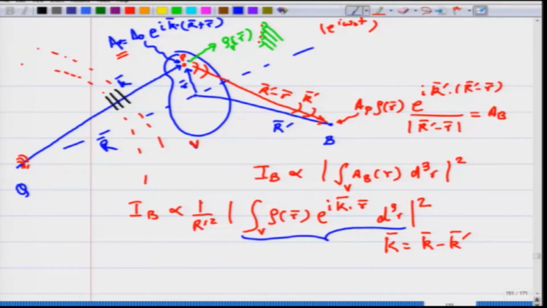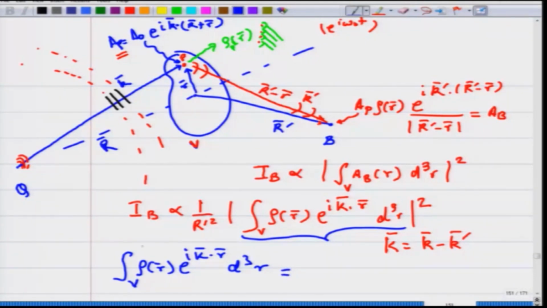rho of r, which is the density of the crystal at each point r, into e raised to i K dot r, capital K, integrated over the volume, where K is the difference between the incoming and the outgoing wave vector. This is the intensity of the electromagnetic wave which is reaching point B, and we can see that this intensity is proportional to this quantity. It depends on this quantity, rho of r e raised to i K dot r d cube r, which is integrated over the volume of the crystal.